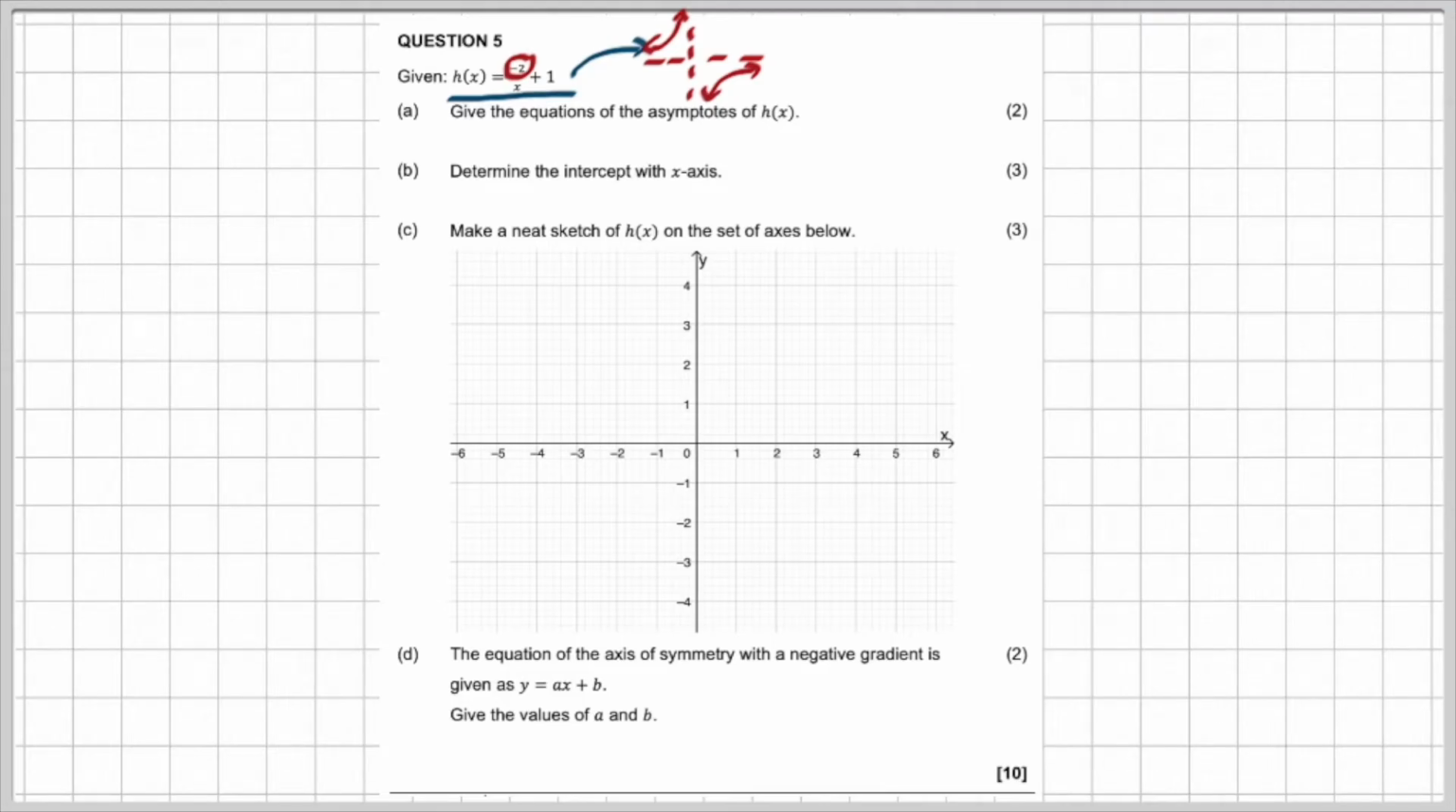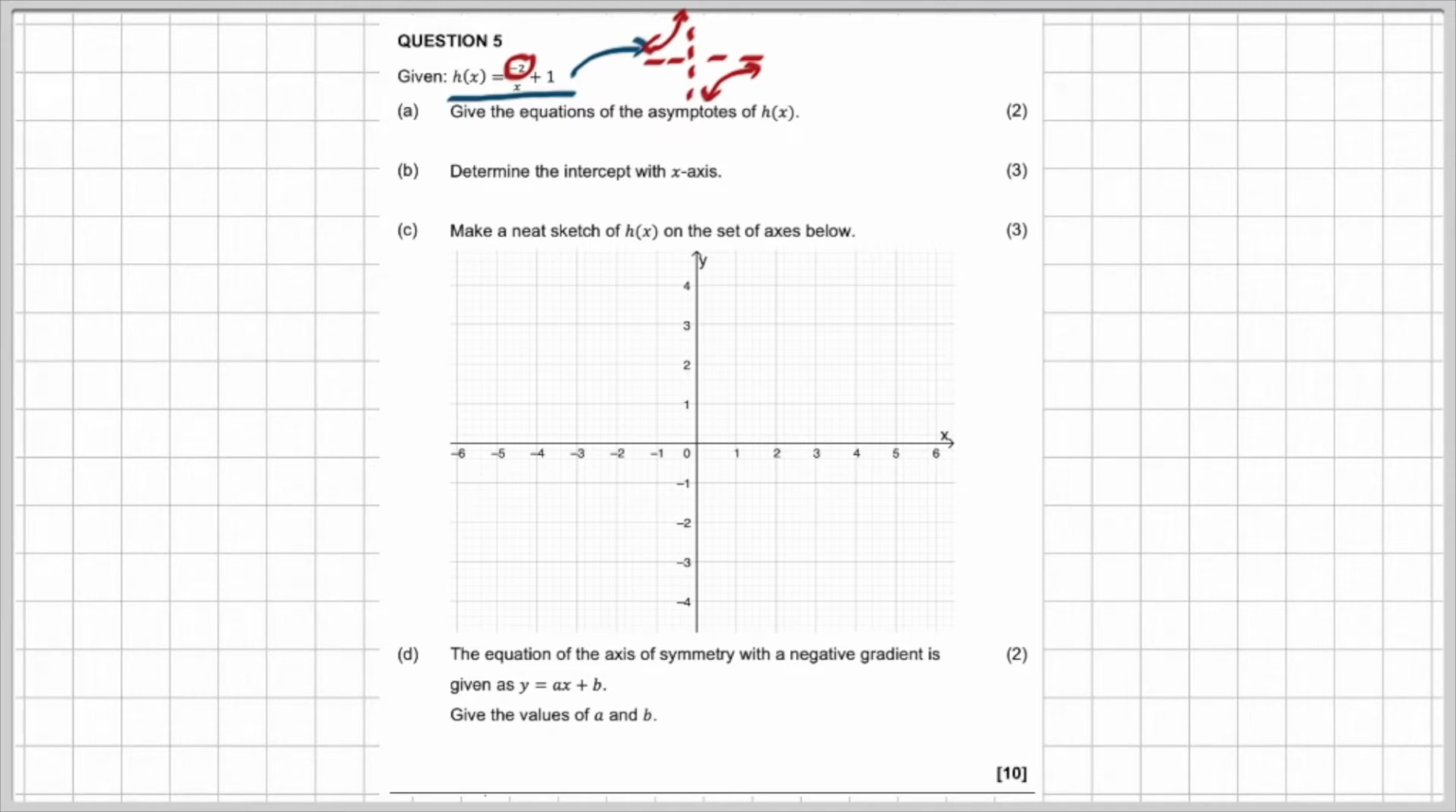That negative tells me that it lies in quadrant 2 and quadrant 4. So in the top left and bottom right quadrants. Why do I love to do this? Because then whatever happens, I know that this is where my graph is going to end up.